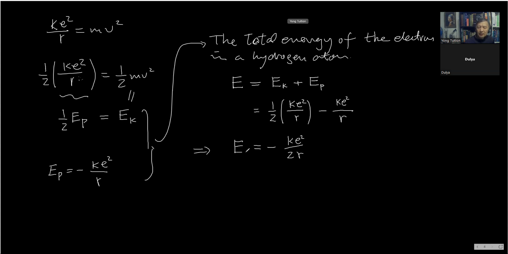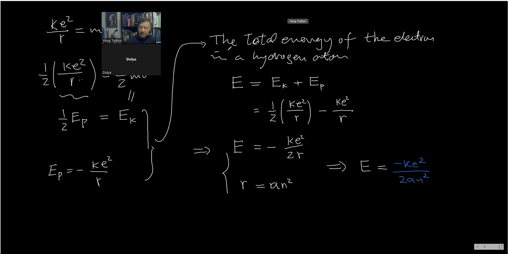Now, can we combine our formula with Bohr's model? Bohr model says r is equal to A n squared. Can we find the energy formula? Negative ke squared, you can write it down. If you can write, I can see it. That's it. Can you see?